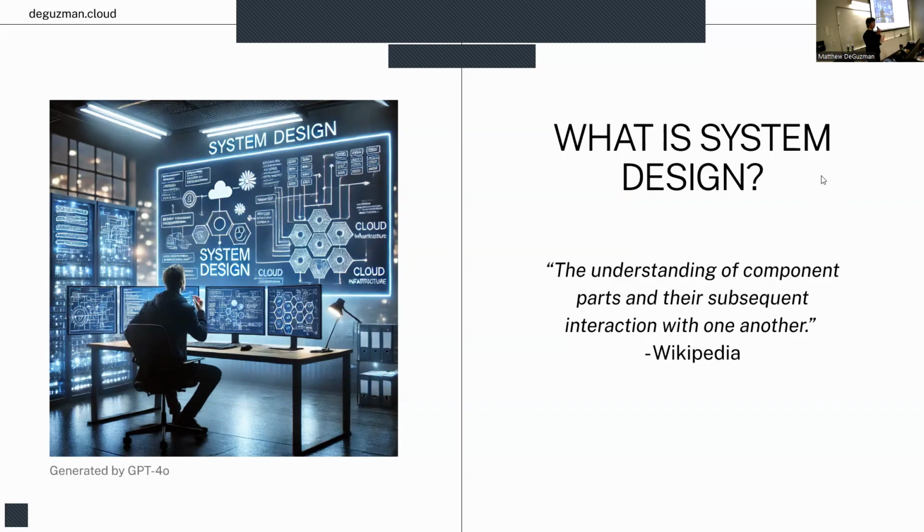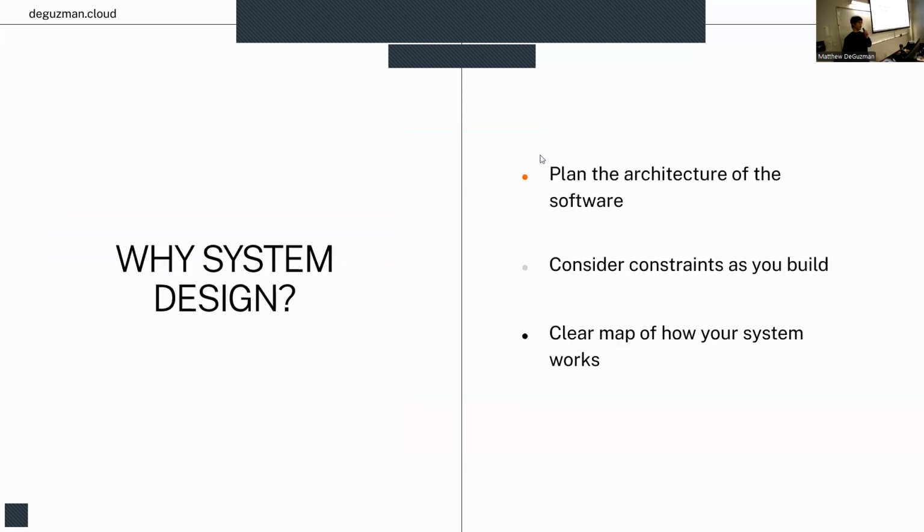And we'll go over what that means in a bit as well. But just to give a very brief and concise definition, basically, what components of your software system need to exist and how do they interact with each other, right? And why system design?